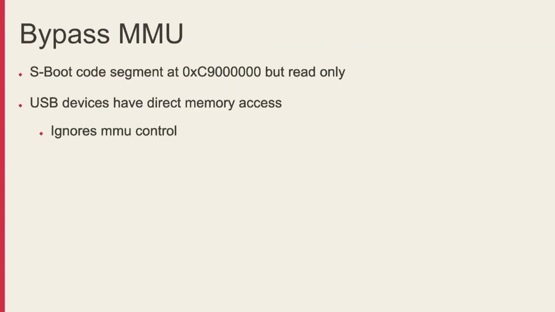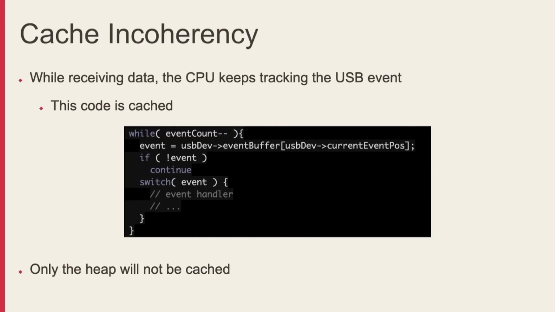Since the Galaxy S8, Samsung has tightened the MMU table and set the code segment to read-only. Fortunately, USB devices have direct memory access. We are not restricted by MMU control. And next, we must deal with the cache incoherence problem. Since USB manipulates memory directly, we cannot affect the cache data.